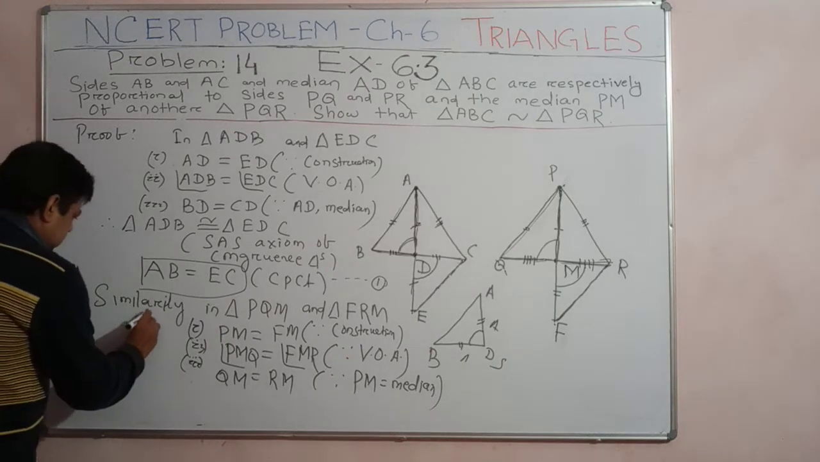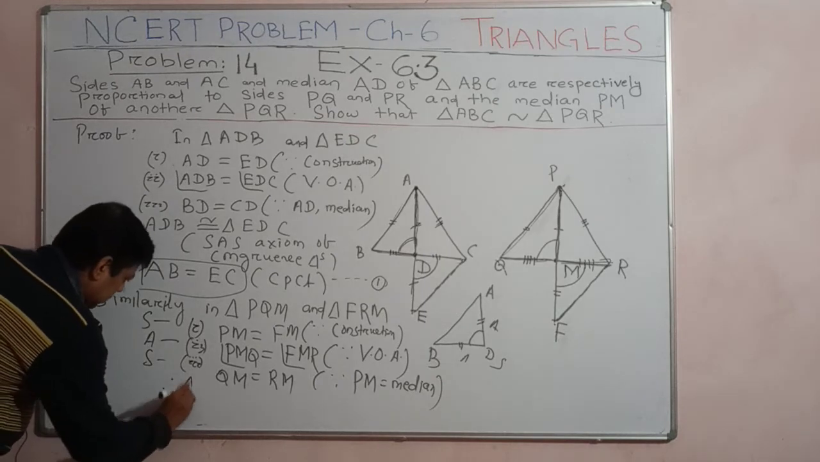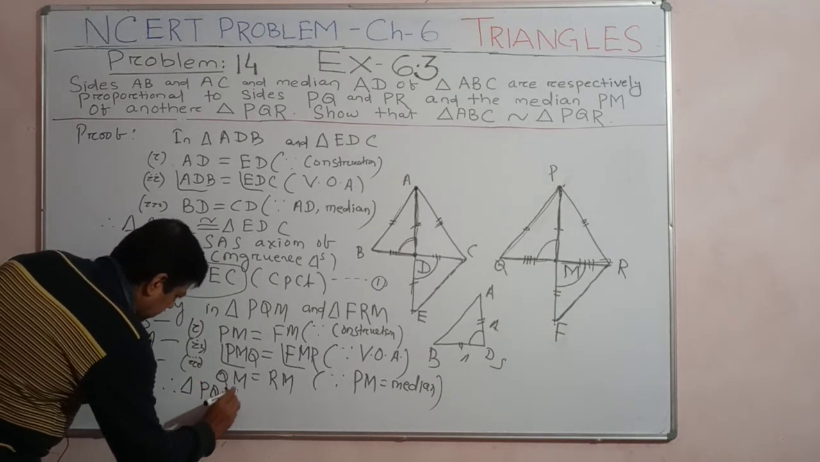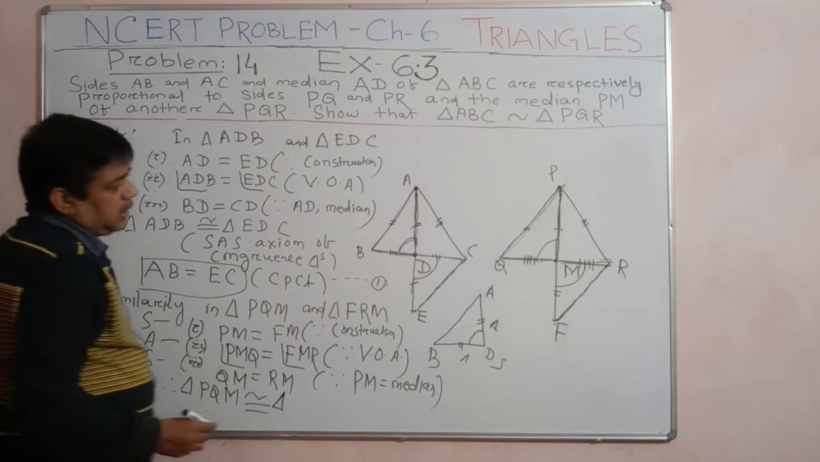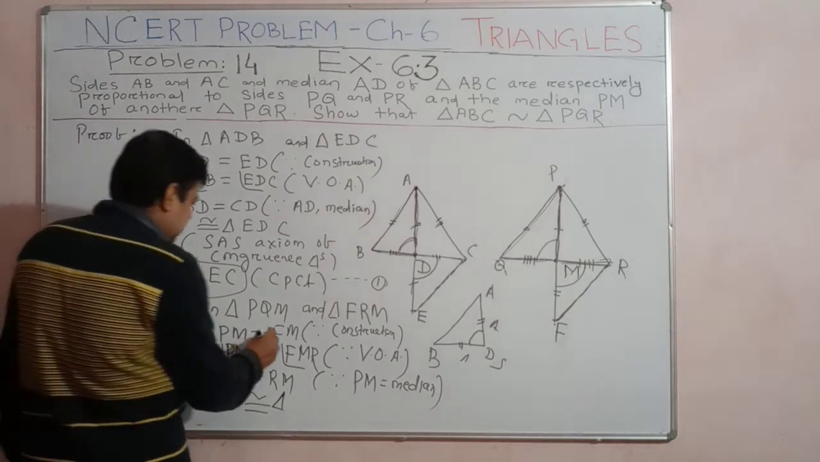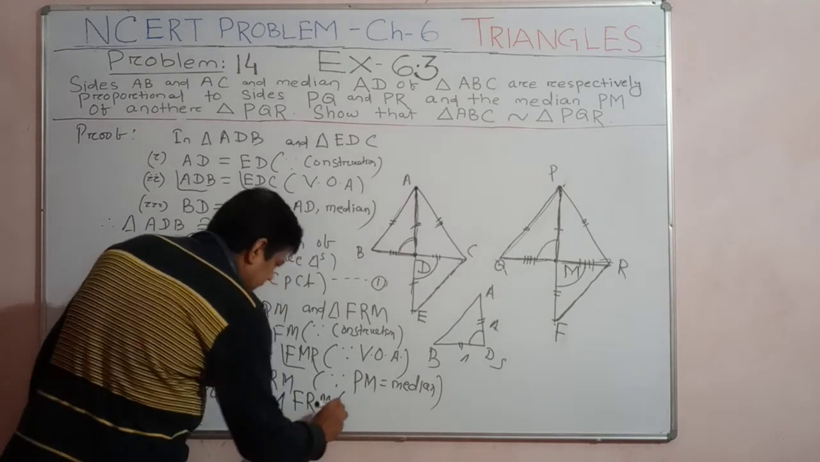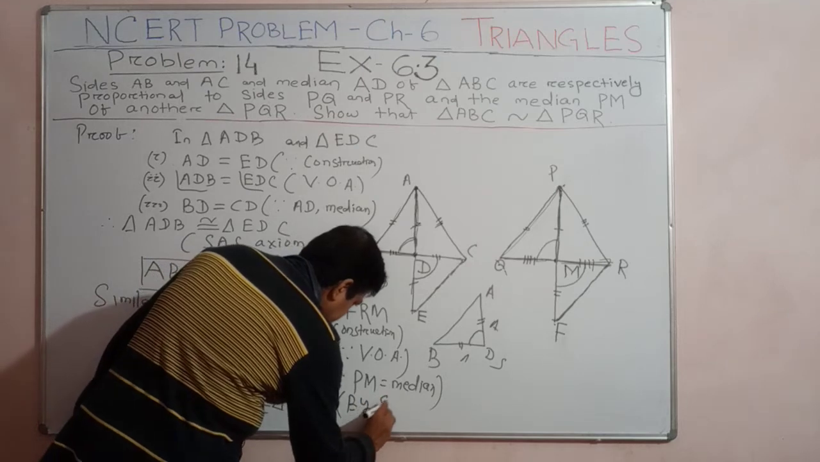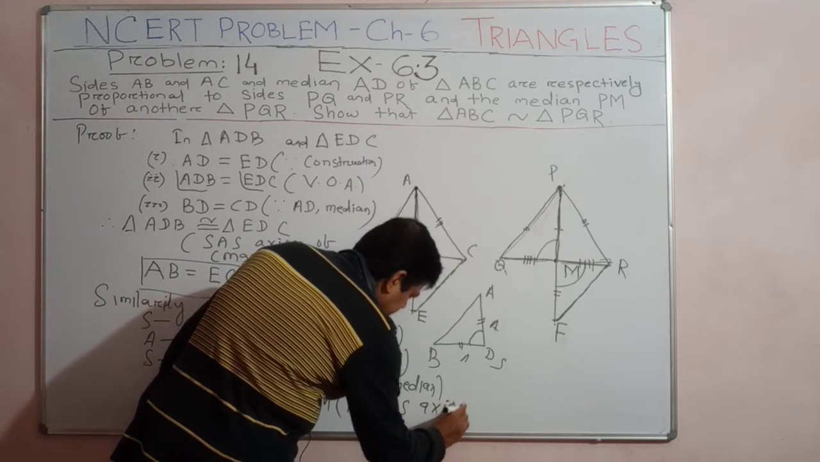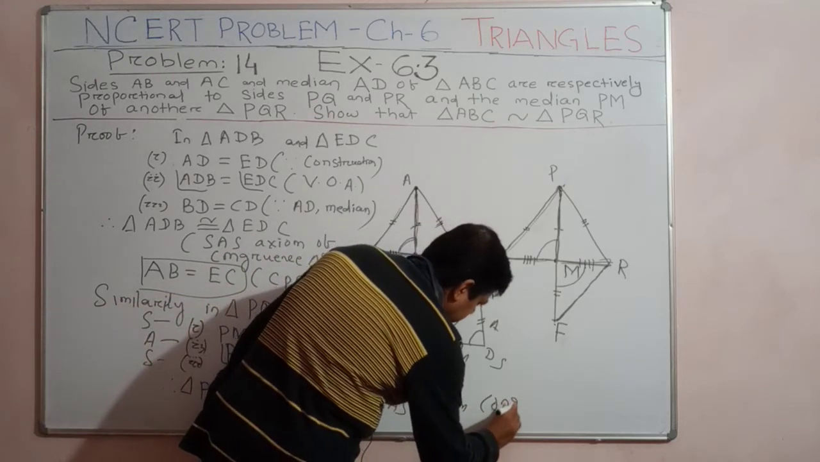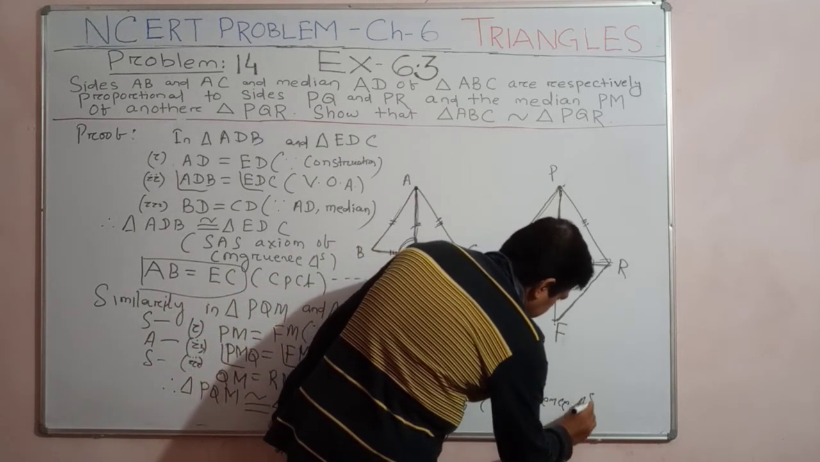As a result, side, angle and side. The triangle PQM is congruent to the triangle FRM by which congruence rule? Side angle side axiom of congruency, rule of triangles. Understand or not?